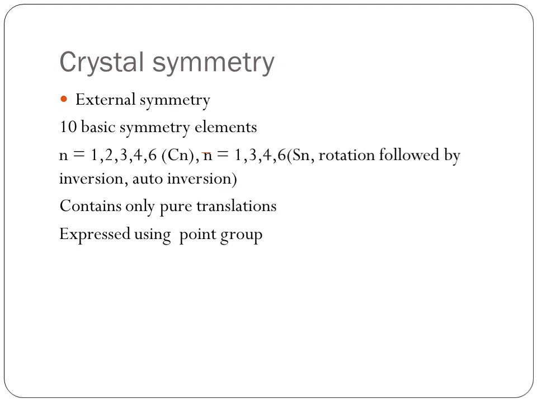Now let us note the external symmetry in detail. External symmetry is determined by 10 symmetry elements: n equal to 1, 2, 3, 4, 6, that is the rotation axis Cn, and n bar, 1, 3, 4, 6, which is the improper axis of rotation. Here it is rotation followed by inversion. In molecular symmetry, we study the improper axis of rotation as rotation followed by reflection, but here it is rotation followed by inversion, known as rotoinversion.